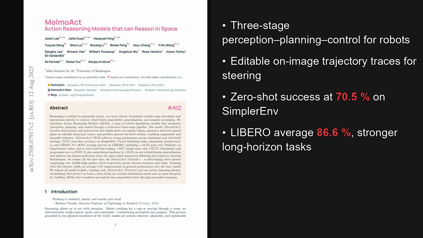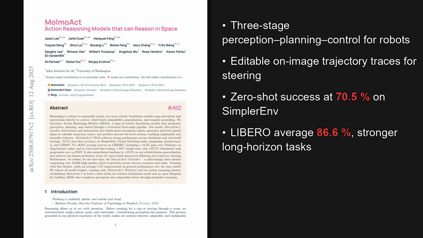I'm Alex. Today we're looking at a paper trending on X, published on August 11, 2025, just 4 days ago. The big hook is a new class of action reasoning models that split robot intelligence into 3 stages, turning camera input and instructions into depth tokens, an editable on-image trajectory trace, and then precise actions, delivering explainable, steerable control with strong gains like 70.5% zero-shot success on SimplerEnv.